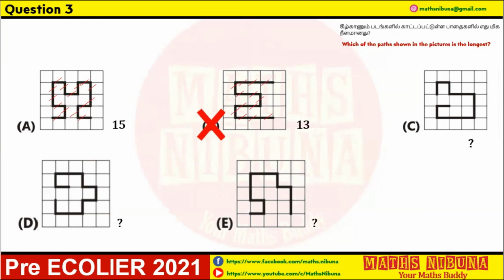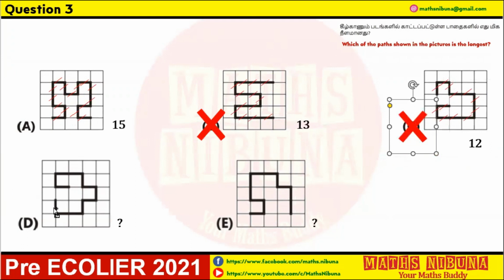The same thing, we can count. 1, 2, 3, 4, 5, 6, 7, 8, 9, 10, 11, and 12. So C has 12. The length is 12, so that means our C is also out. A is leading.